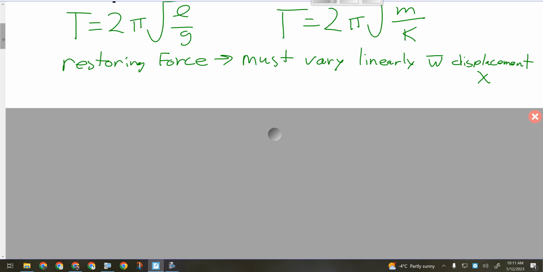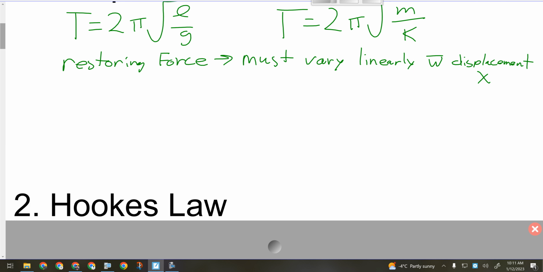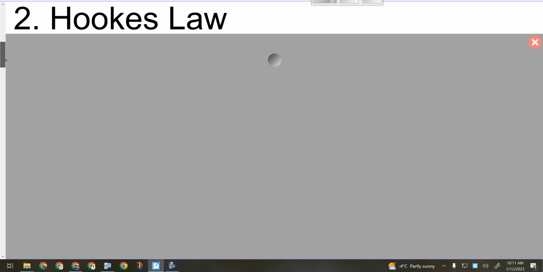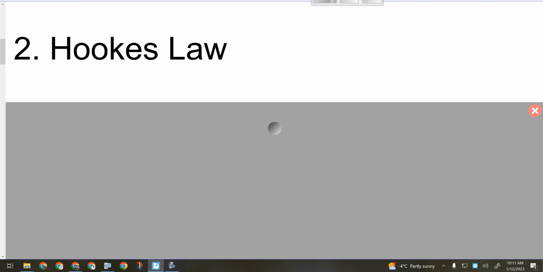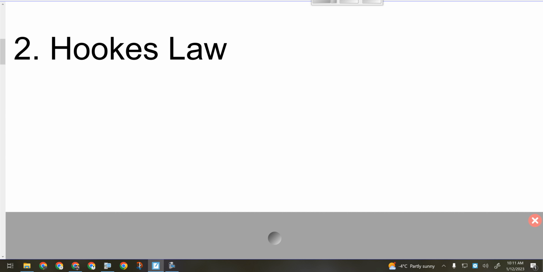Hooke, exactly. So Hooke's law is the next thing that we've got to know about. Hooke's law says that the restoring force is equal to negative k times x for a spring, or any other elastic object.